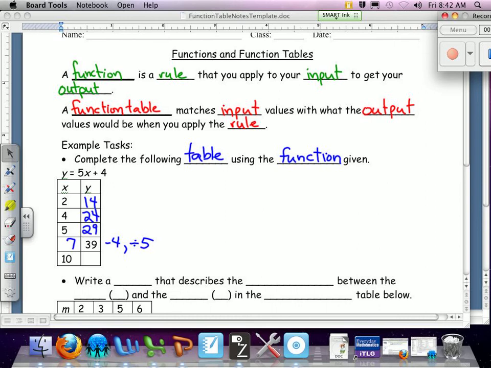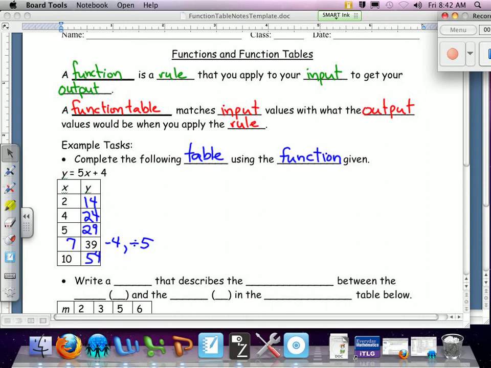And the last one, they want us to plug in a 10 into our function. So we have 5 times 10 plus 4. What's going to be our output value here? 54. So sometimes they give us the rule and they ask us just to fill in the table. Sometimes it's a one-step rule, sometimes it's a multi-step rule or function.